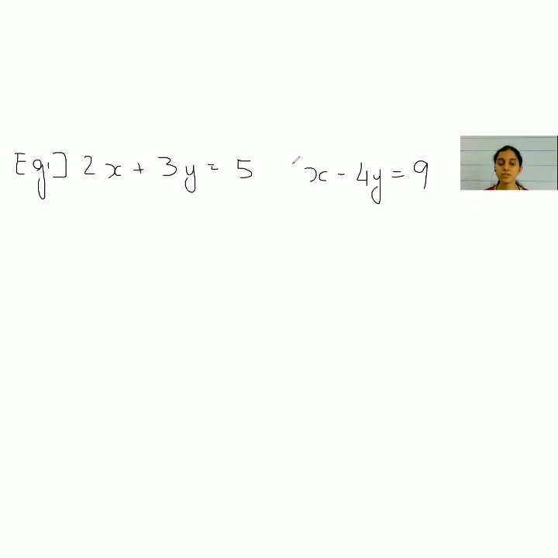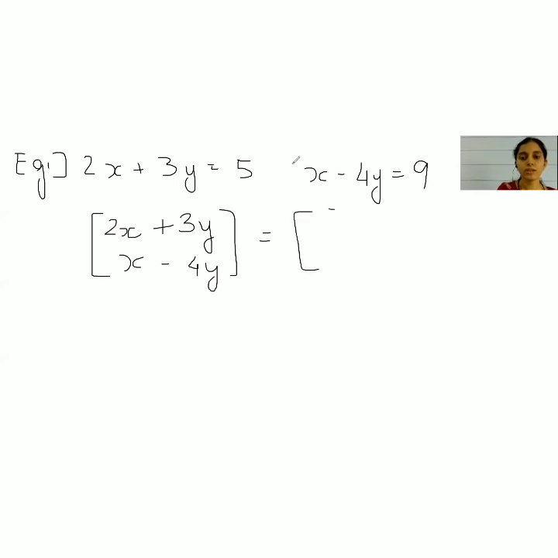Normally we use simultaneous equation methods, elimination, or by multiplying 1 with 2 and then subtracting it. Okay, so now we are going to use matrices. So how do we write it in matrix form? Let's say I'm writing this as 2x plus 3y, and x minus 4y, is equal to 5 and 9. That means what I have done, on the left side I have a column matrix, on the right side also I have a column matrix.